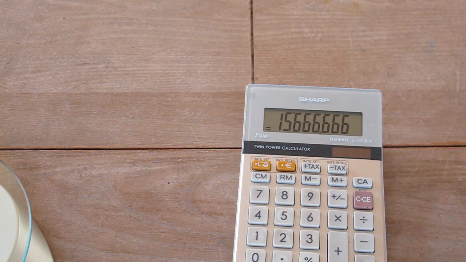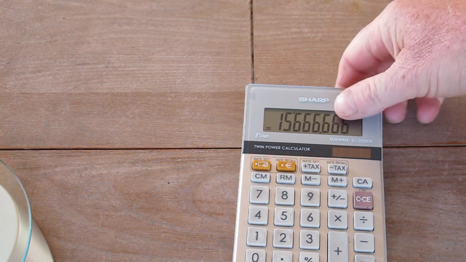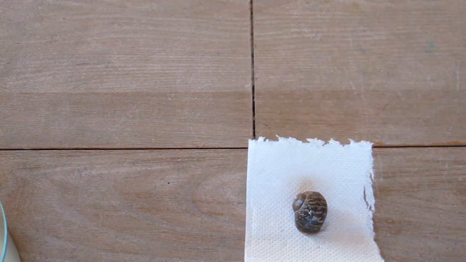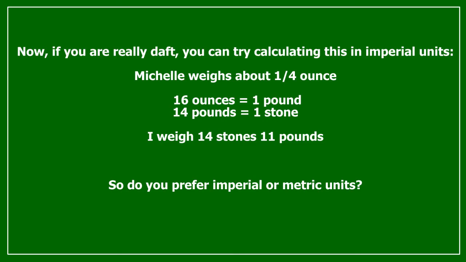Now, you could try that with yours if you have a rabbit, or perhaps you just have a few snails. Now, there are lots of people that go around saying, oh, we must keep stones and pounds and ounces. Okay, let's do that again in stones and pounds. Now, I'm not going to change my scales. I'm just going to tell you that Michelle weighs 6 grams. That's about 1/4 of an ounce.